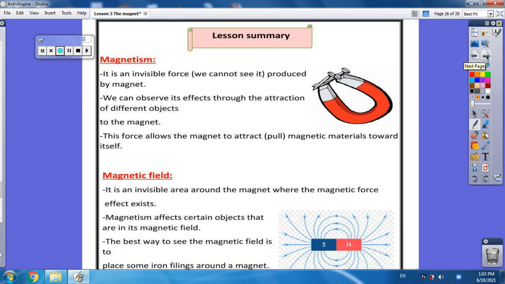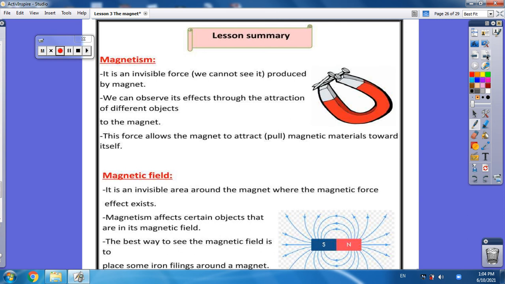Here also, magnetism is an invisible force. Miss, what's the meaning of the word invisible? Invisible means we cannot see it. We cannot see this force, so we say it's an invisible force. But we observe the effect of the magnetic attraction on different objects, okay? But we cannot see this force, so it's called an invisible force.